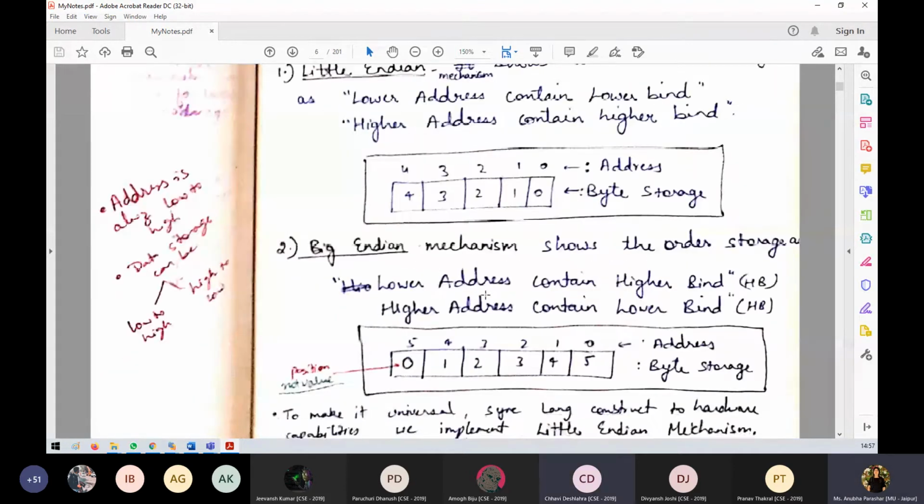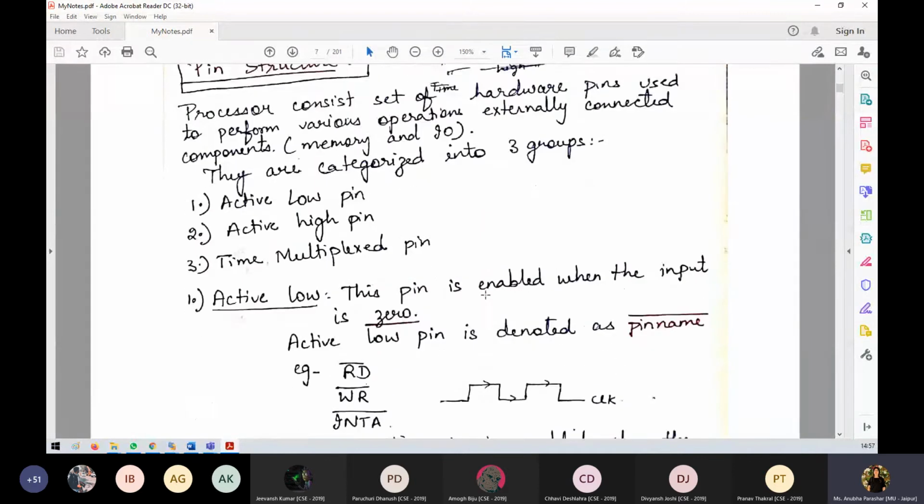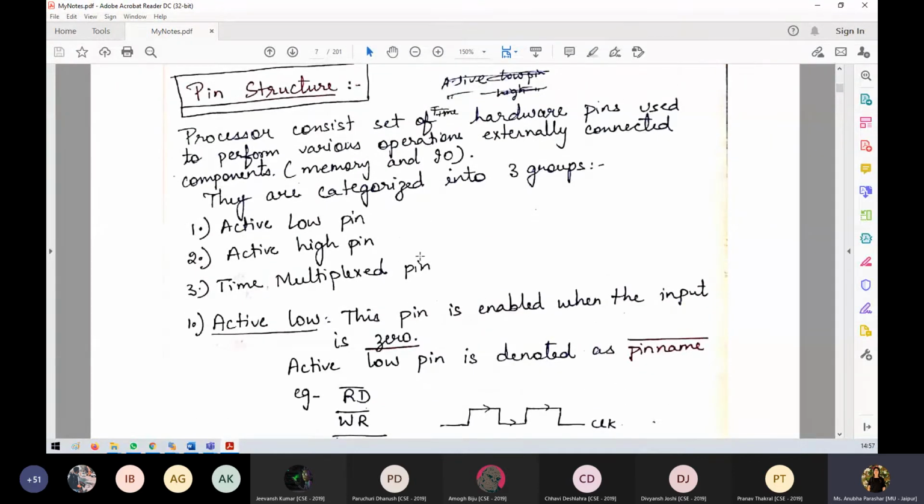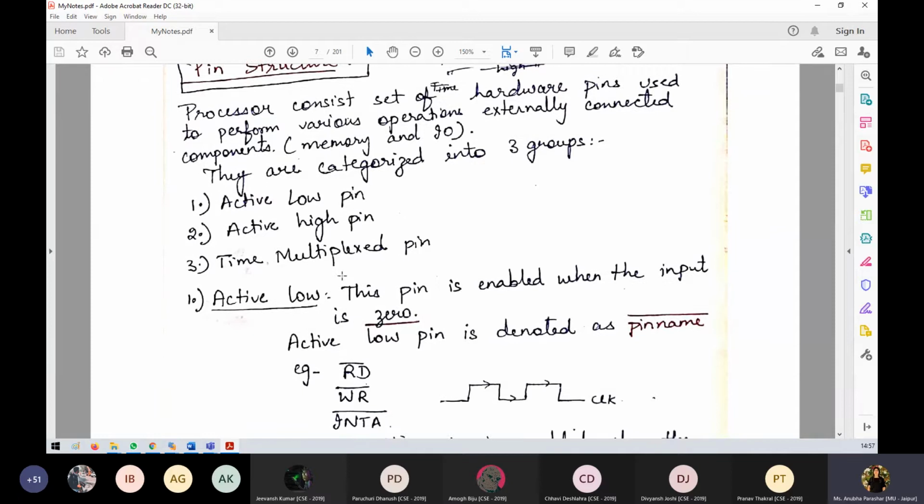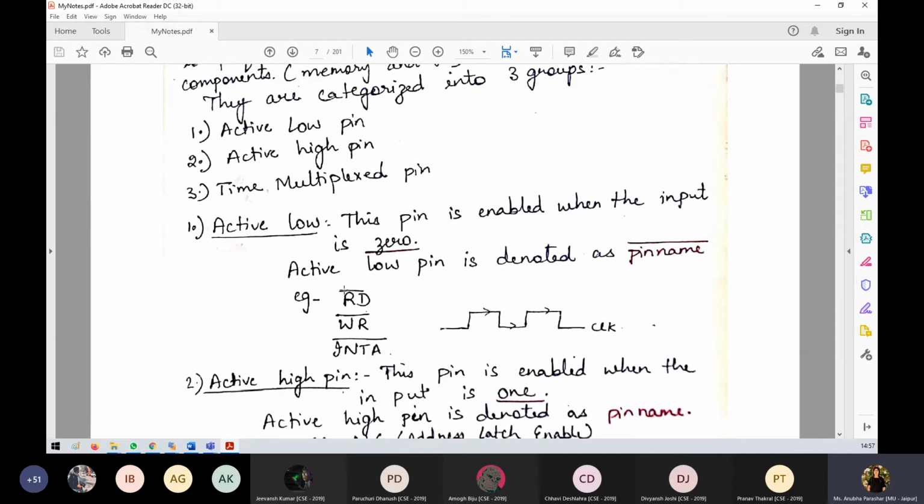So now we come to the pin structure, just defining the basic terminology. You can also read these. A processor consists of active low pins and active high pins. Low pin means, whenever there is a dash (bar) over the name, that means it is active low. Active low is always enabled at 0. So if we have to perform a read operation, it has to be active low, that means if we pass 0, we get the read operation.